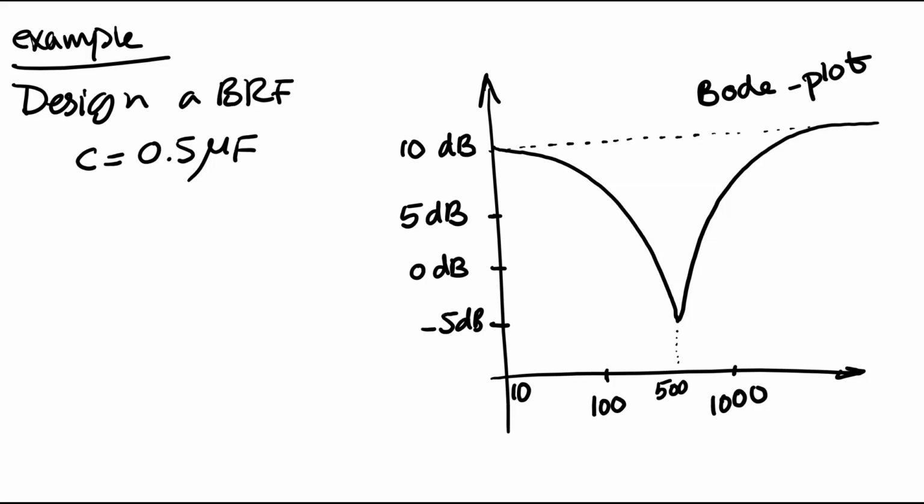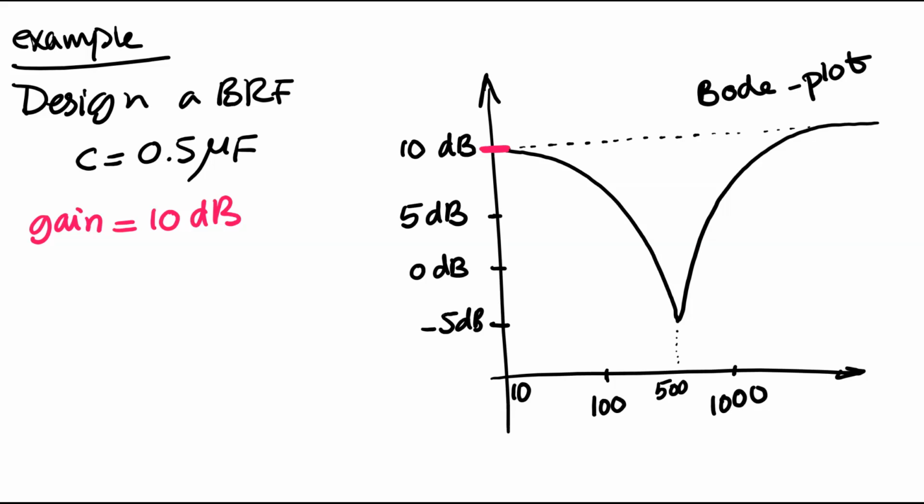The first step is figuring out what our filter cutoff frequencies are and what the gain of the filter is. First I have to extract this information from the Bode plot, and then, since I'm looking at a band reject filter, I can follow the steps that we discussed in previous lectures. The first thing I can see from this Bode plot is the gain. The maximum gain is equal to 10 decibel.